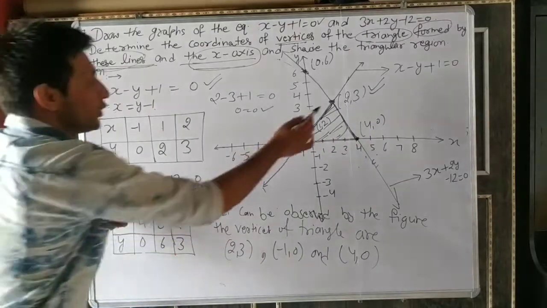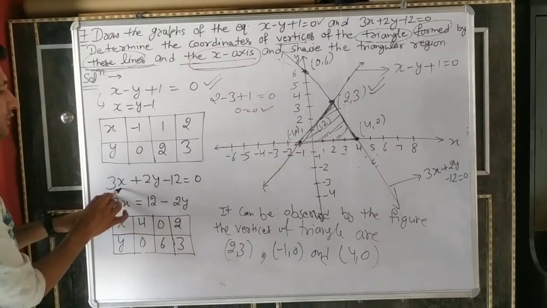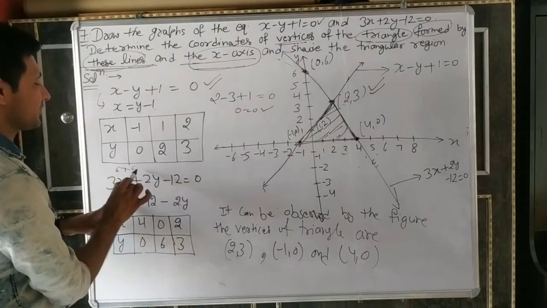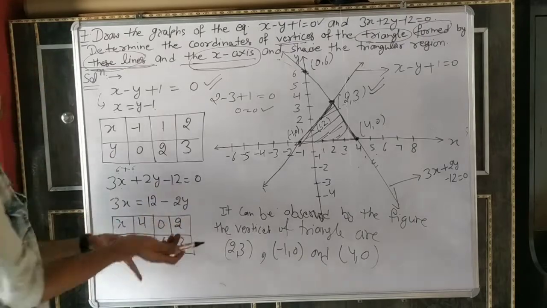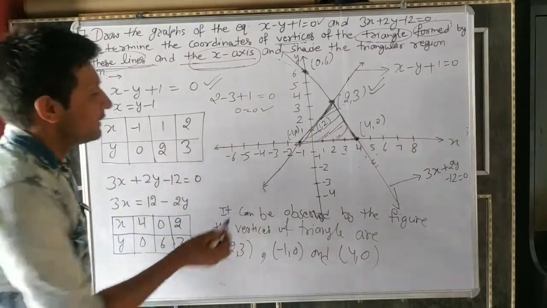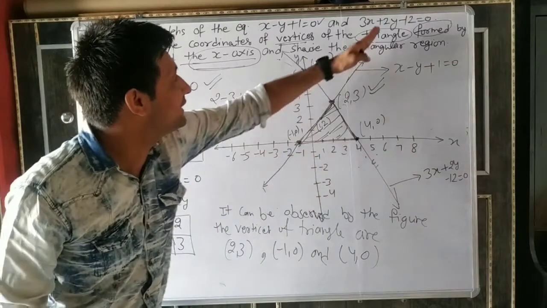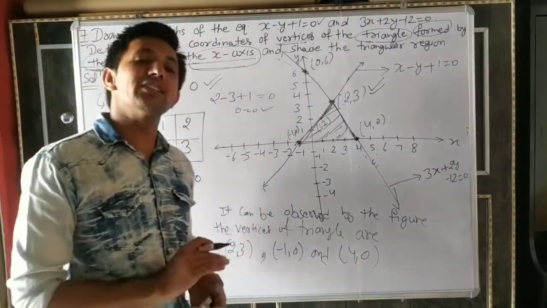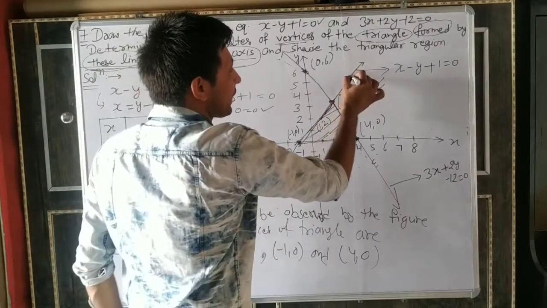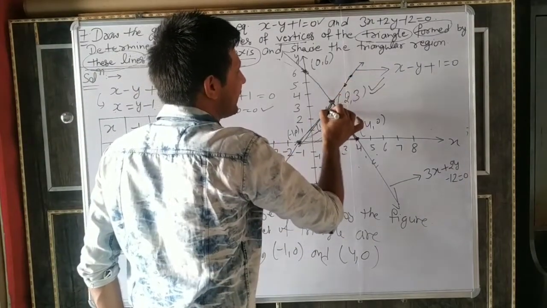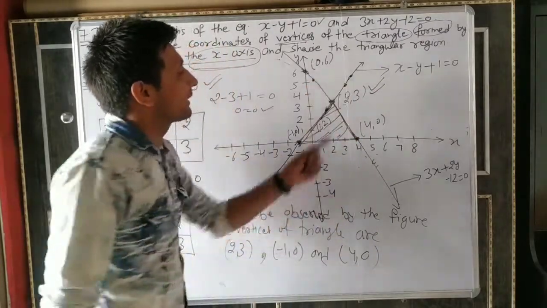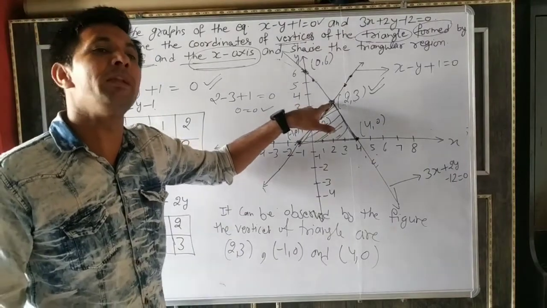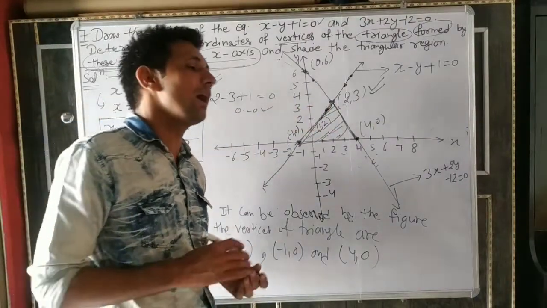Next is 2, 3. 3 into 2, 6, plus 3 into 2, 6. 6 plus 6, 12. 12 minus 12, 0. Yes, it is satisfied. But another point satisfies only one equation, because that point is only on one line. What is a solution? Every point on the line is a solution. But how many common solutions? Only one common solution. A common solution means a point which is lying on both of the lines.